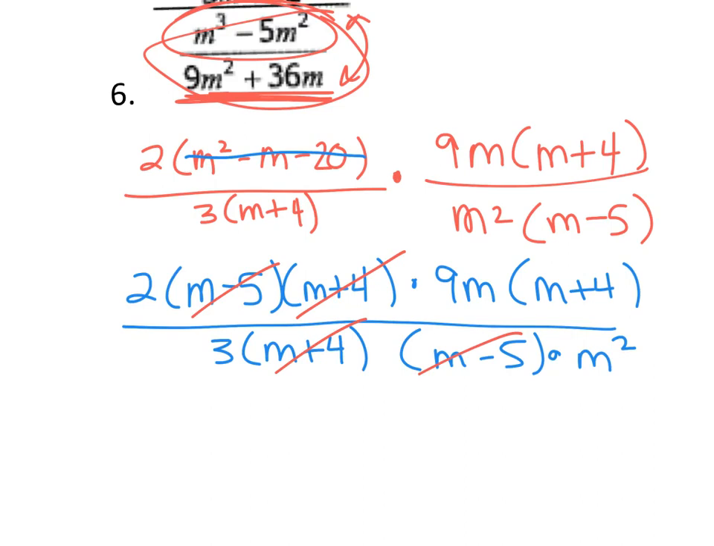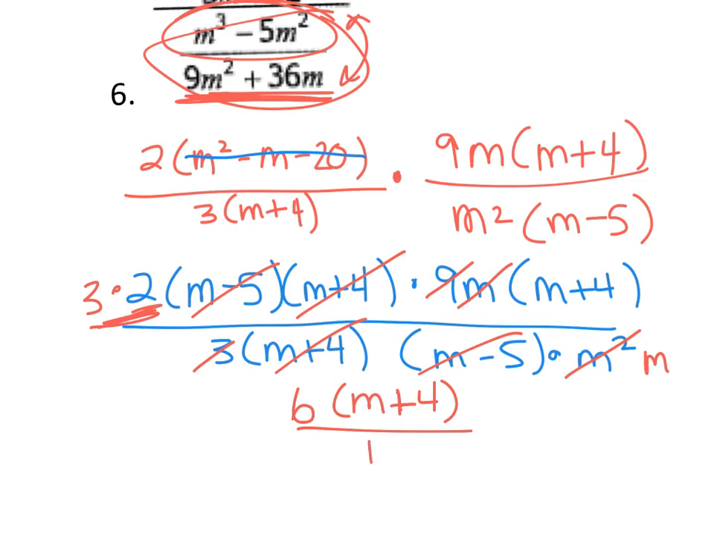On the numerator, I have a 9 and a 3, so that will turn into 3. I'm also noticing I have an m over m squared, so that will turn into m. So what I'm left with on the top is going to be 6, because 3 times 2 times the quantity m plus 4 over m. Now what you cannot do is cancel out this m and this m, because this is over a plus or minus, so you can't cancel those two out. So that's my answer, and now I'm going to look at my restrictions.